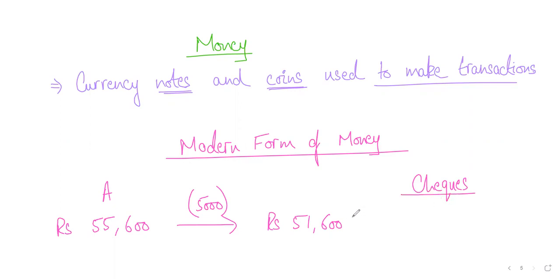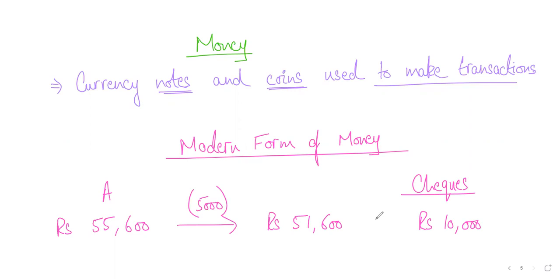Why? Because if I've written someone a check of 10,000 rupees, then 10,000 rupees will be deducted from my bank account and added to that person's bank account, right? Because I've written that person a check, right? Does it make sense?